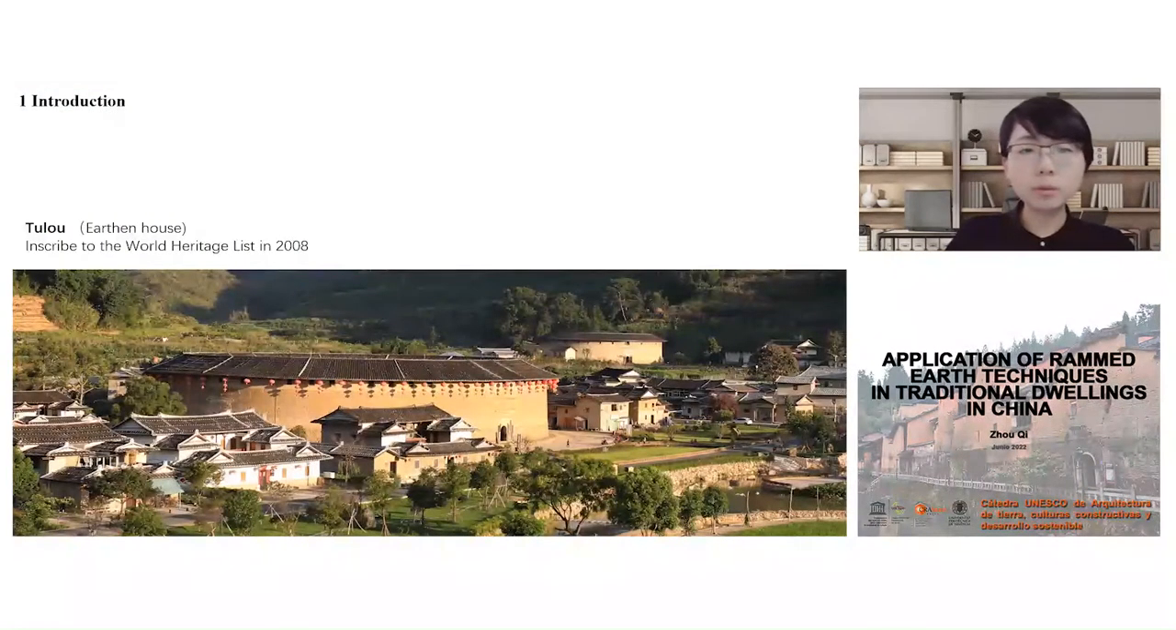When it comes to the earthen architecture in China, the most famous one is Tulou in Fujian province. They were inscribed on the World Heritage List in 2008 and represent high-quality earthen architecture. But in fact, there are many other types of earthen dwellings, and the techniques they use are very different from those of Tulou. So I will introduce these various techniques and show you their applications in traditional dwellings.